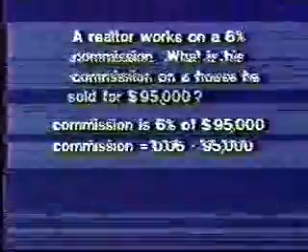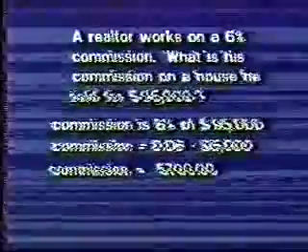Commission, is means equals. 6% is 6 hundredths. Of means times, and we bring down 95,000. Multiplying on the right, we find that the commission is equal to 5,700. And of course, that's $5,700. So we write our answer. His commission is $5,700.